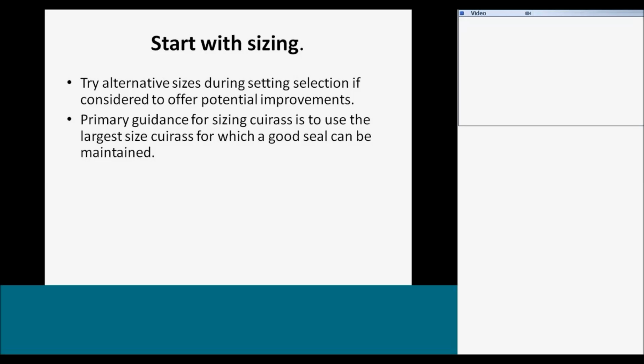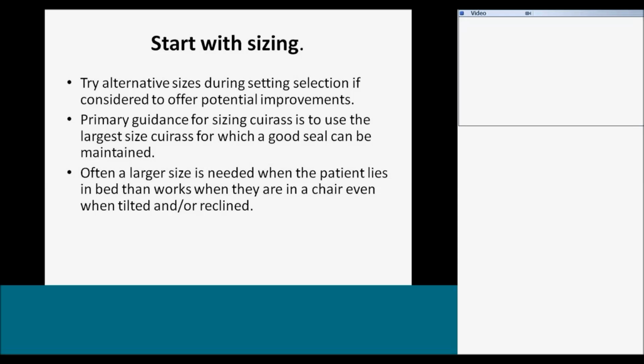Okay, and the primary guidance is always use the largest size Curos for which a good seal can be maintained. So if you get a good seal with an 8, and an 8 and a 7 fit the patient, use the 8. But if you get a better seal with the 7, because the 8's a little bit too large, then the 7's going to be the answer. So you've got a balance there between the largest size Curos and the Curos that gives you the best seal, and you've got to determine which one ventilates the patient best, and that's part of the process of selecting the right size Curos and part of selecting the setting.